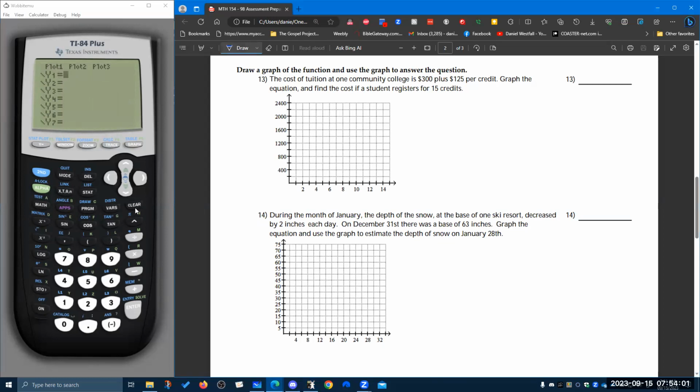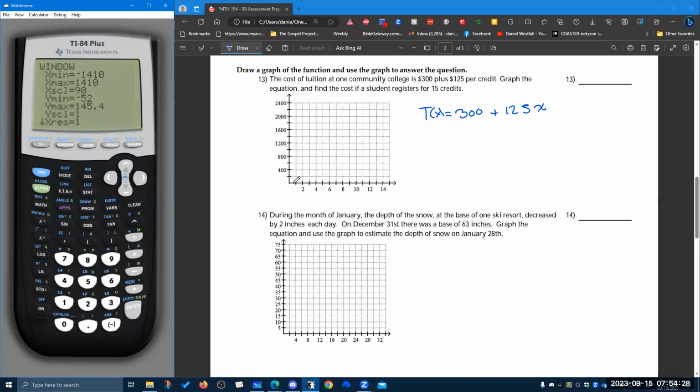The cost of tuition at one community college is $300 plus $125 per credit hour. So T for tuition cost is going to be that. Graph the equation. 300 plus 125x. And we want to set our window here so that our x min is 0.